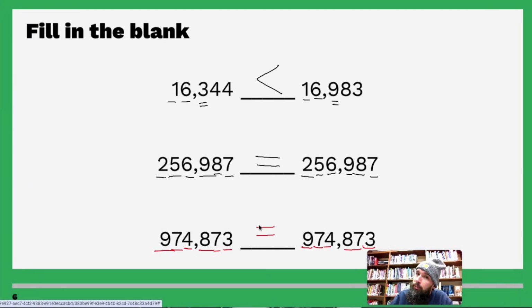So let's read these. You ready? 16,344 is less than 16,983. 256,987 is equal to 256,987. 974,873 is equal to 974,873.